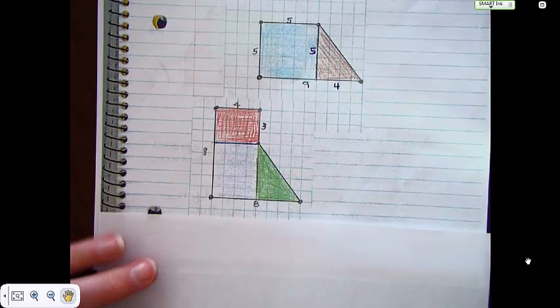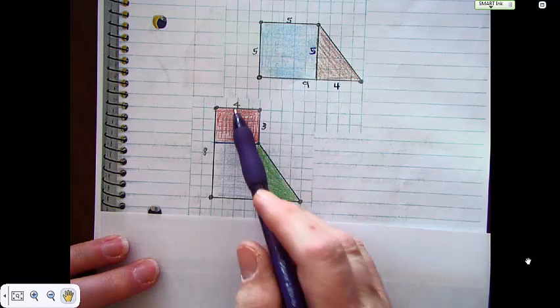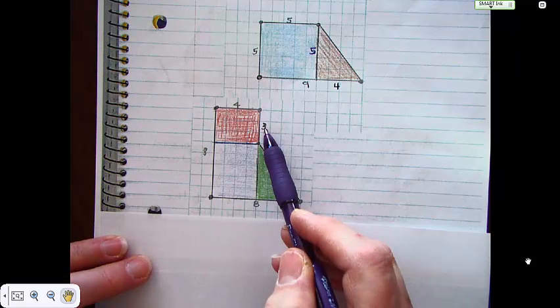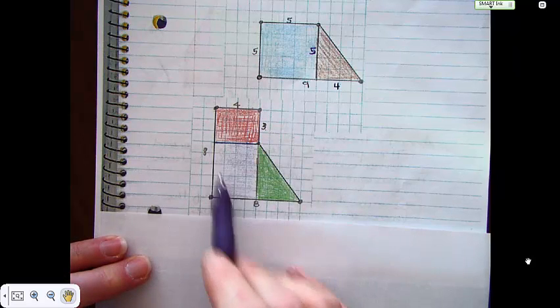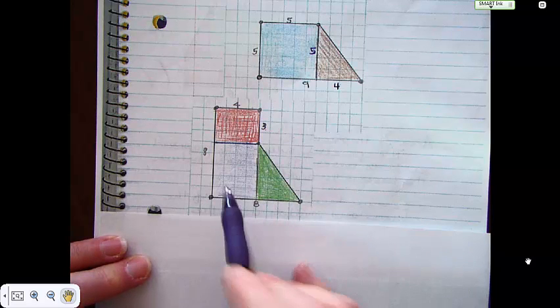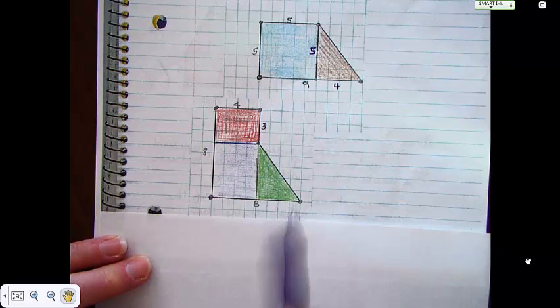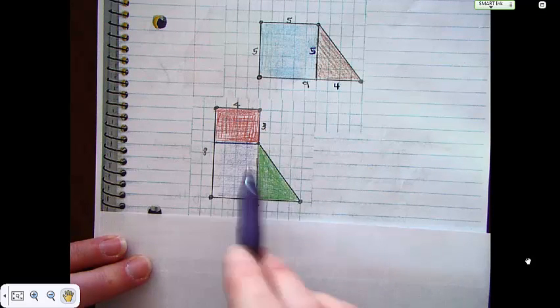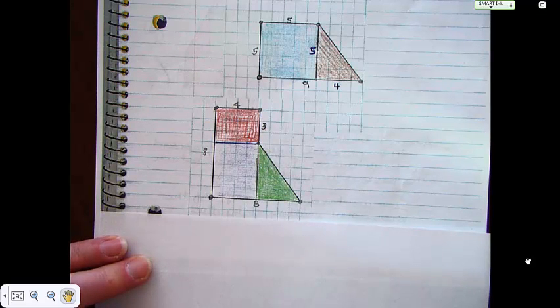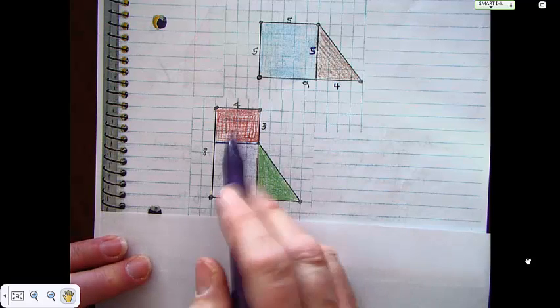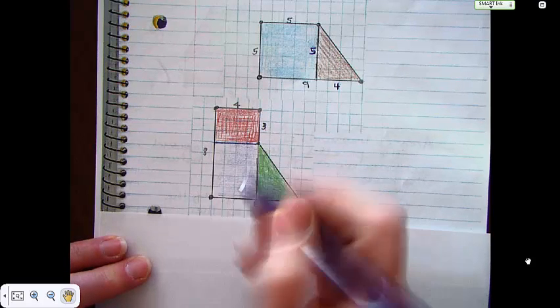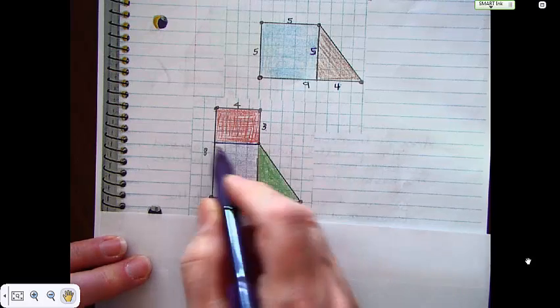Here is another, looks like fairly complicated. You have a 4 by 3 rectangle. And then you have another rectangle here, which I won't talk about the measurements right away. And then you've got a triangle over here. Now they're all related. They all share some sides. This particular rectangle shares a side here and here.